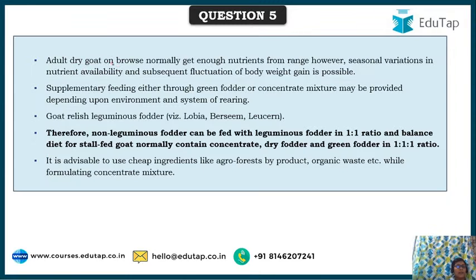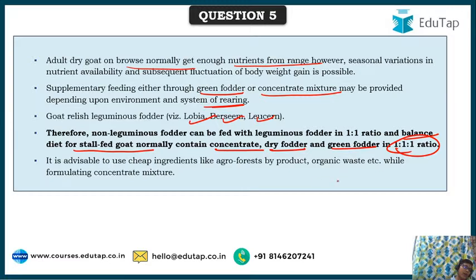And here adult dry goat browse, normally they get enough nutrients from the range. However, based on seasonal variations and nutrient availability, it would vary. Supplementary feeding either through green fodder or concentrate mixture may be provided depending upon the environment and the system of rearing. And here goats relish leguminous fodder, these are all types of feed that they eat. But yes, generally the balanced diet for stall fed goat normally contains concentrate, dry fodder plus green fodder in the ratio of 1:1:1.